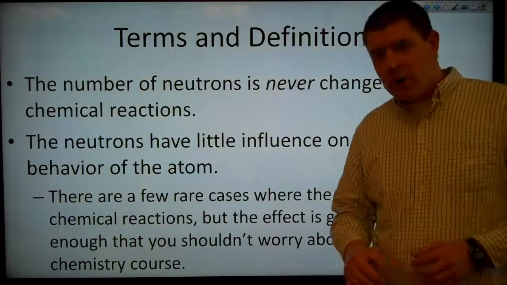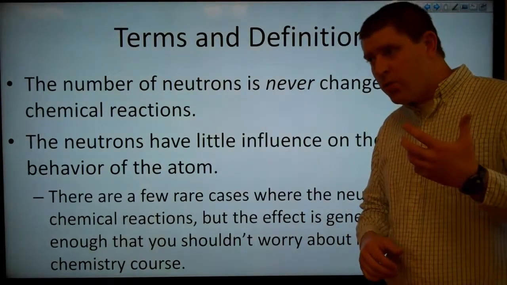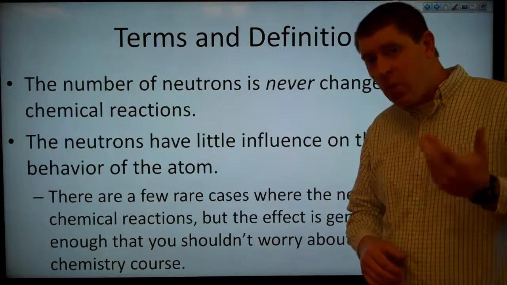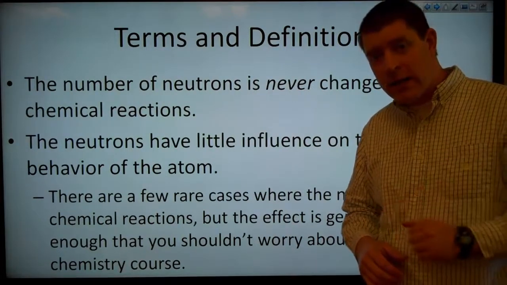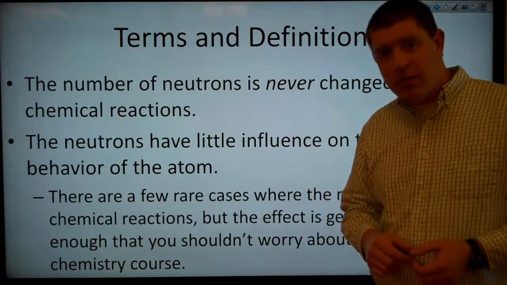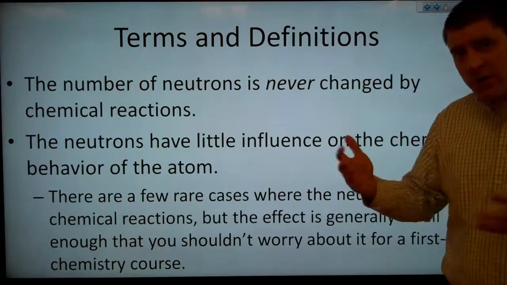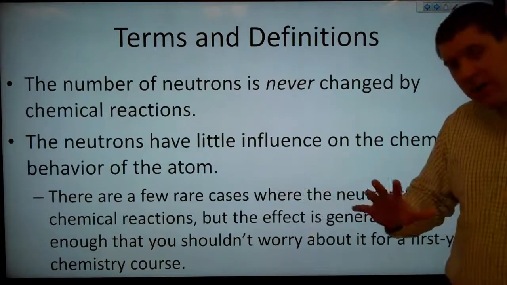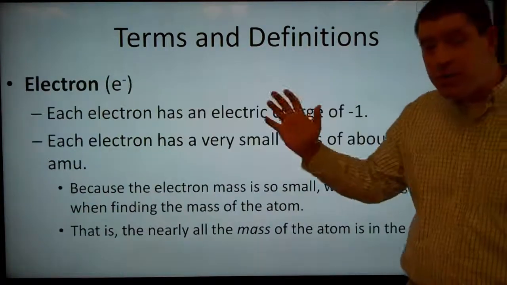There are some cases where an atom of one element with more neutrons may be more or less likely to react, and it can then be selectively bound in organisms at different rates, but those effects are generally pretty small. All right, now let's turn to the electron.